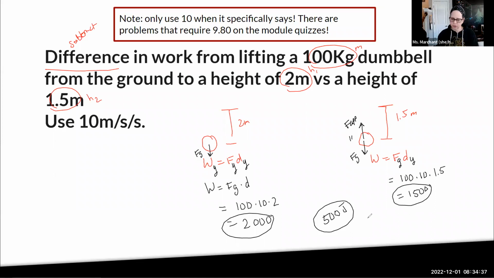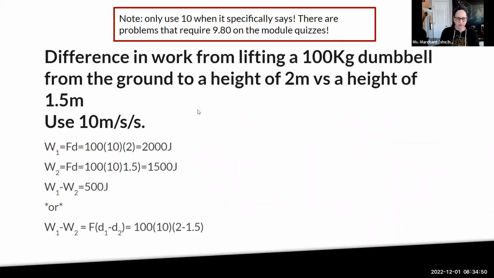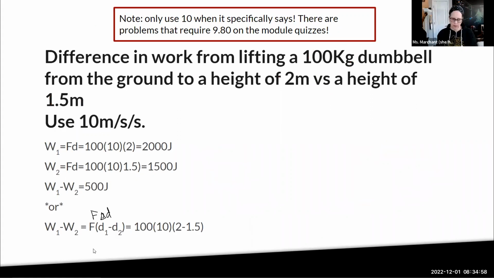Joules are newtons times meters. Why? Force is newtons, distance is meters. So newton meters would be your answer there. Okay. You can also look at it a different way, as I have it written up here, as the change in work is the force times the change in distance. And that's what we're going to be using a little bit later on.